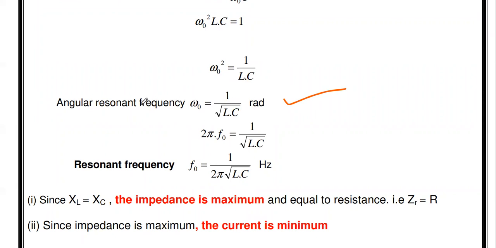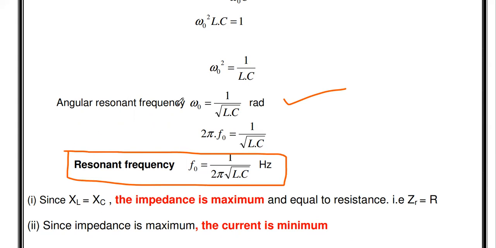If you want to find the resonant frequency in hertz, you just divide this omega naught by 2 pi. So f naught, the resonant frequency in hertz, is f naught equal to 1 by 2 pi root LC. So this is the resonant frequency in hertz for this ideal parallel RLC circuit. So we derived the resonant frequency.